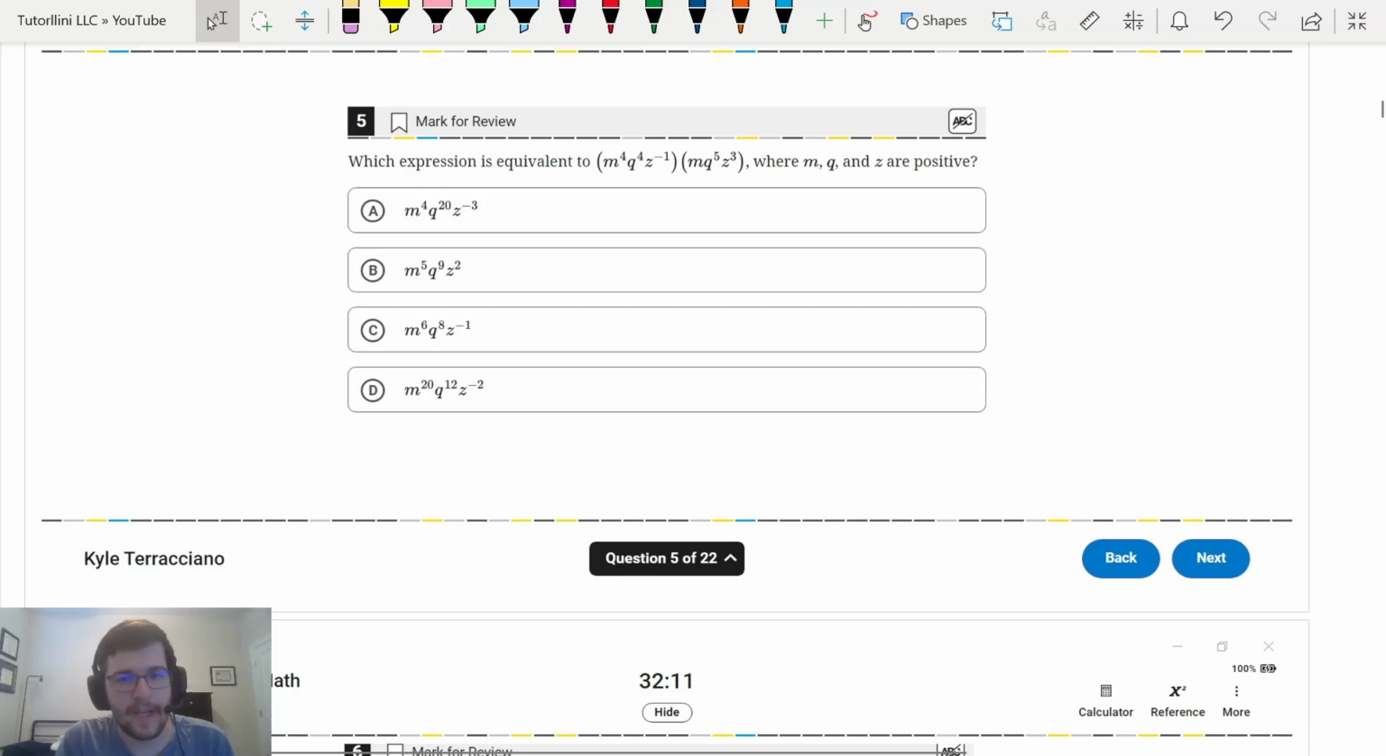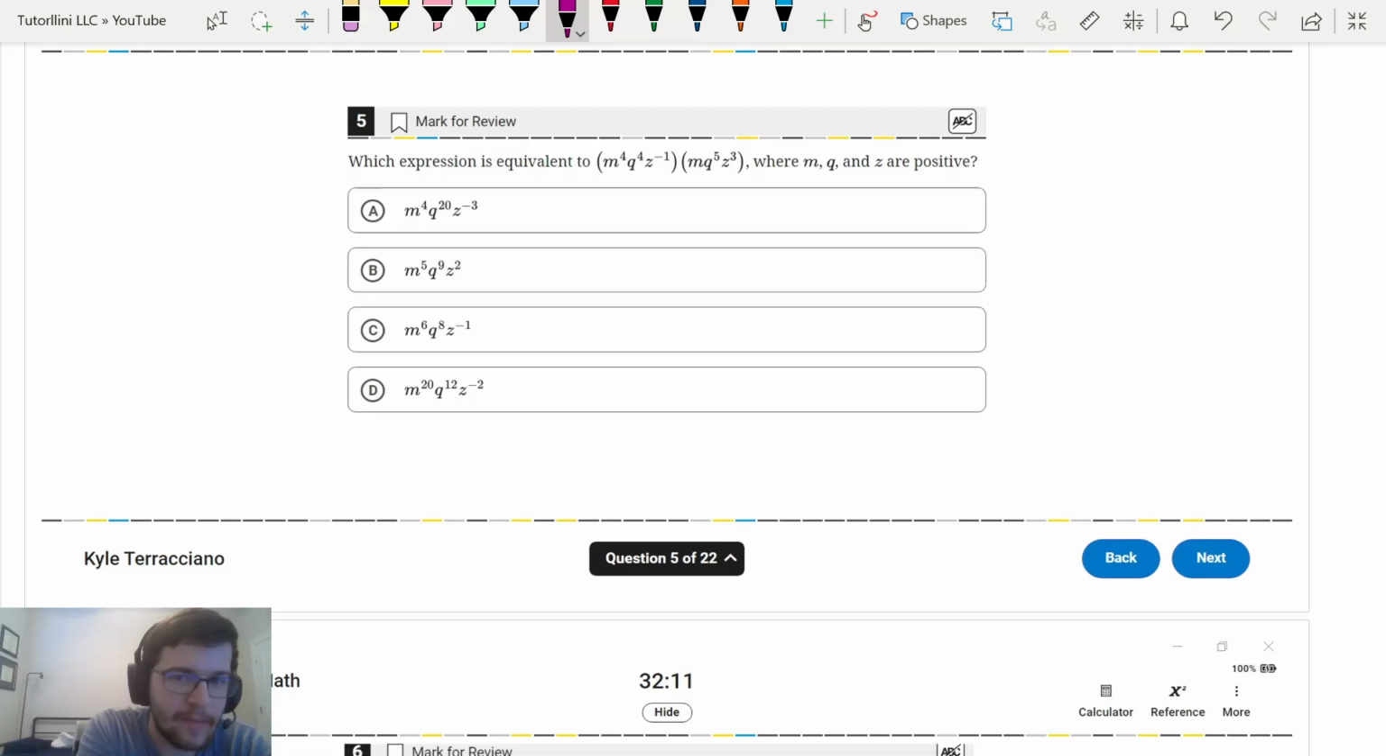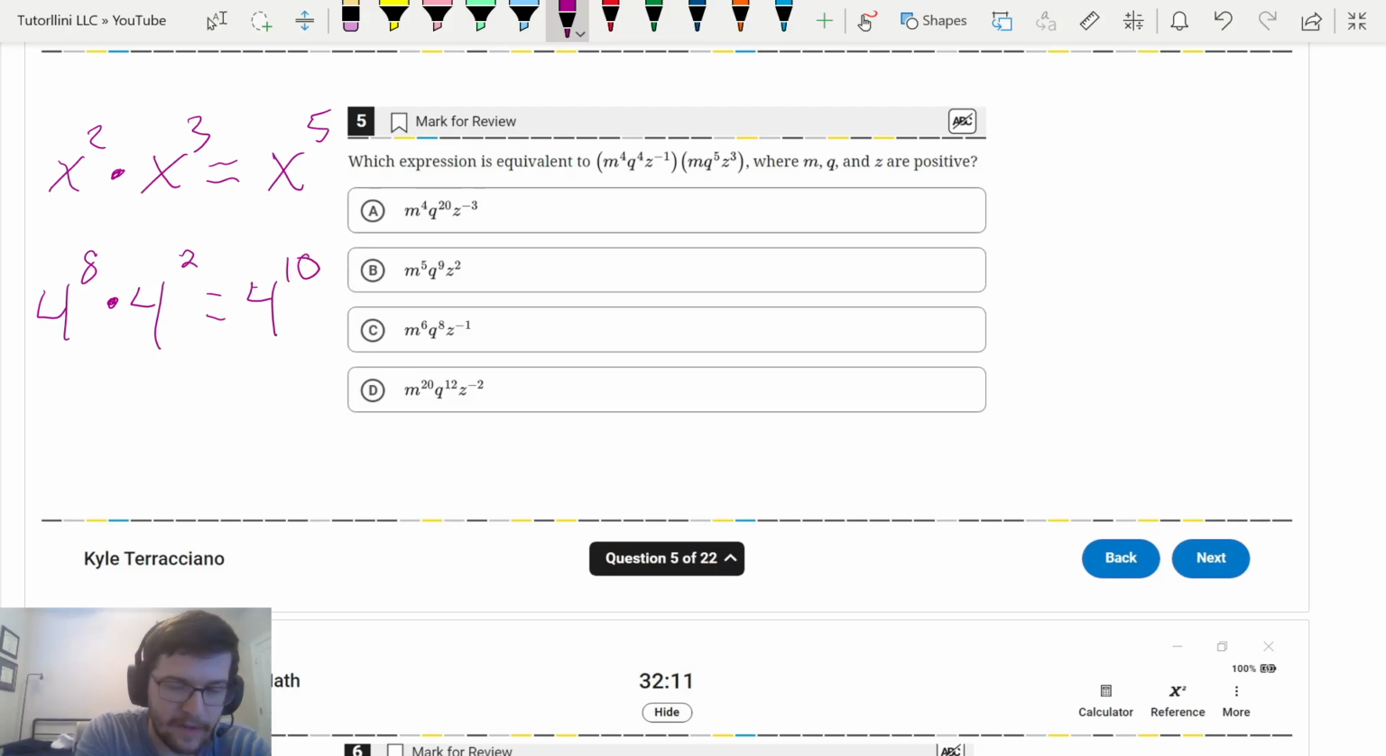Okay, so for this one, it's testing us on the rule of exponents, that if you multiply by a common base, you add the exponents. So see how the thing on the bottom, we call that the base, is both x. So when that's the case, we can rewrite it as that base raised to the sum of the powers. So 2 plus 3 is 5. I'll do another one really quick. So 4 to the 8 times 4 squared, 8 plus 2, is equal to 4 to the 10.